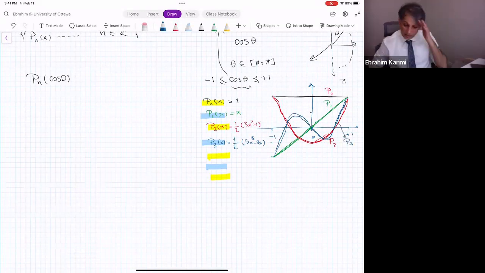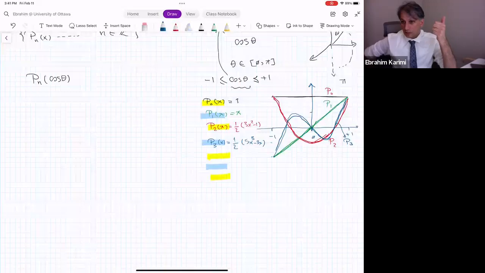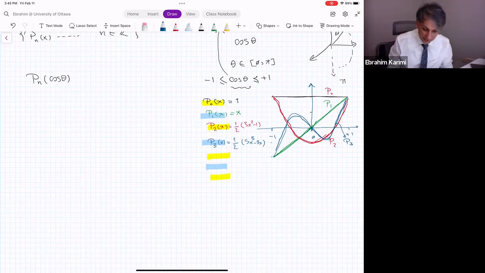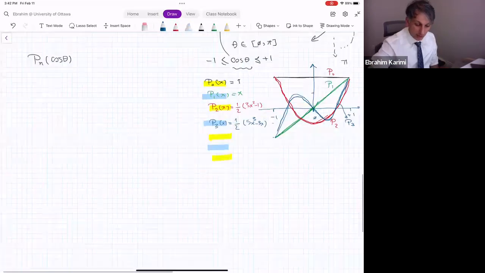And P3 of x is an odd function. So remember that. When n is an even number, then this is an even function. When n is an odd number, that will be an odd function. Sometimes it helps you with understanding the symmetry when you do the expansions. Fantastic. So that's the first set. What about the second one?